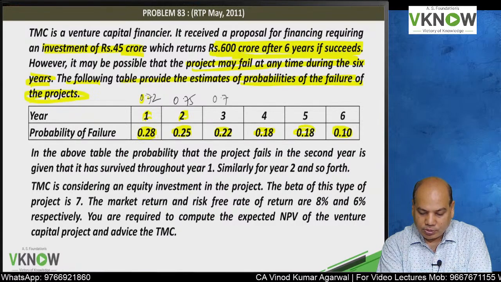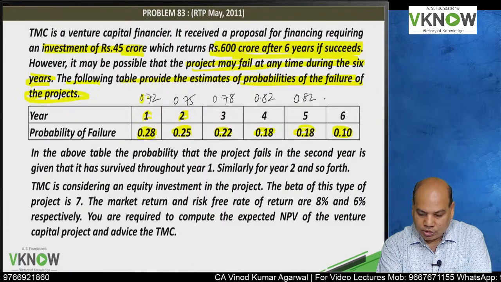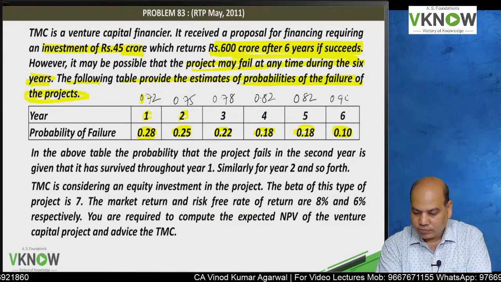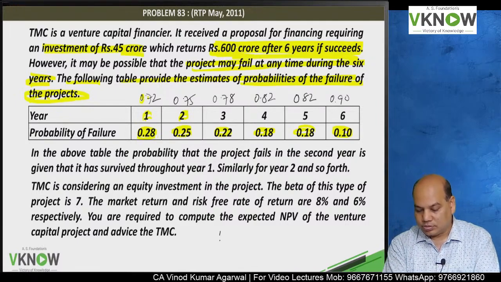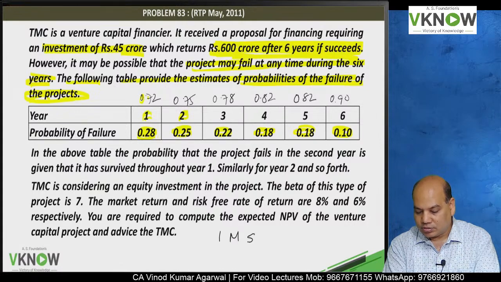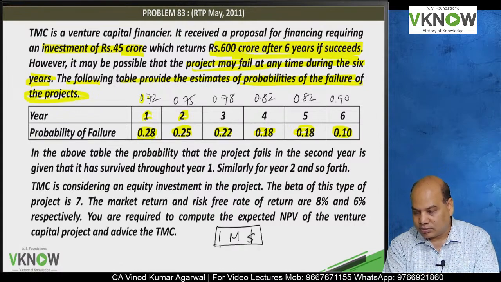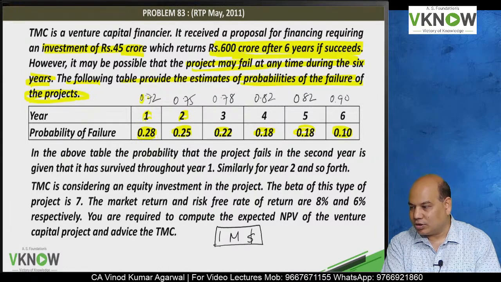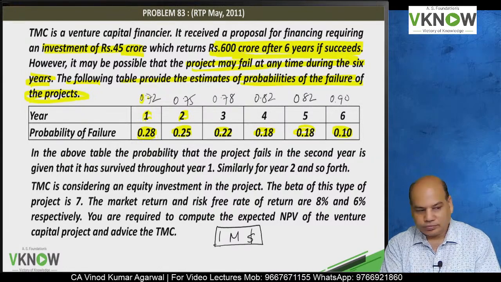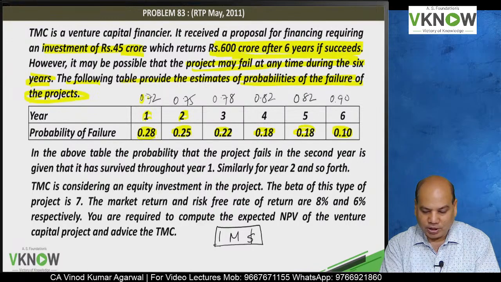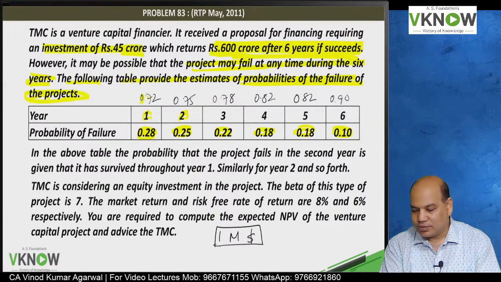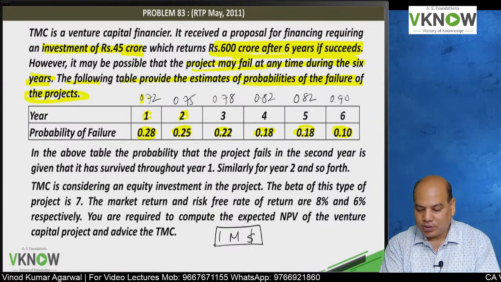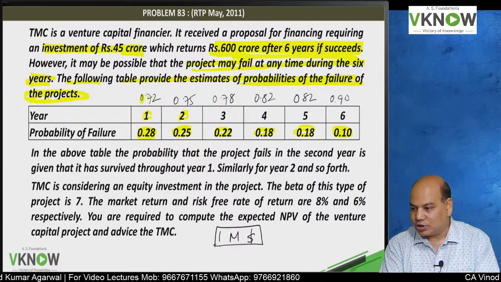0.75, 0.78, 0.82, 0.82, 0.90. Now I am going to ask you a $1 million question. If you give the correct answer, you will get a $1 million check. Okay, immediately on the screen I will give you. What is the probability that the project will succeed? Simple question.